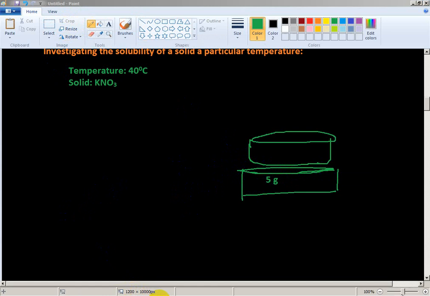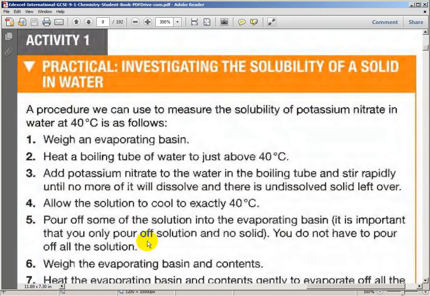And second step is, heat a boiling tube of water to just above 40 degrees Celsius.